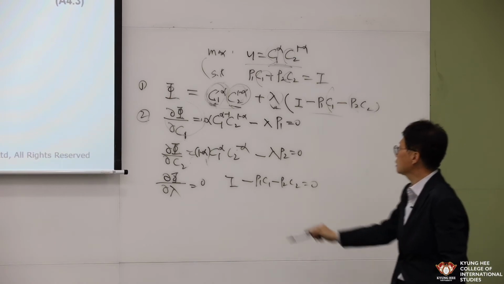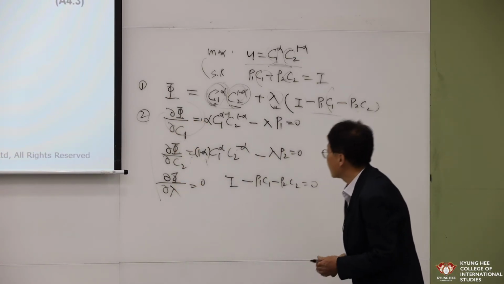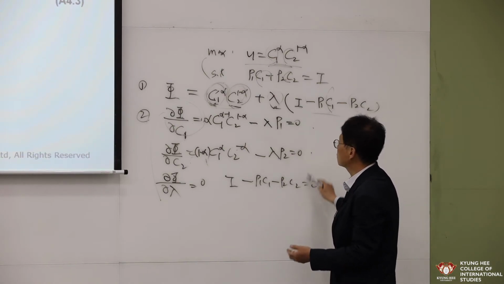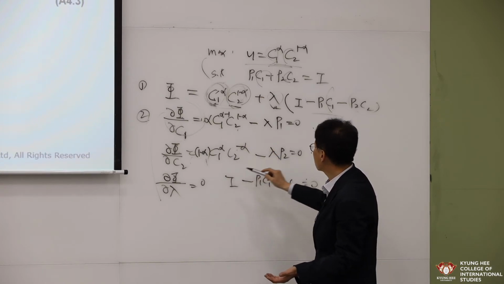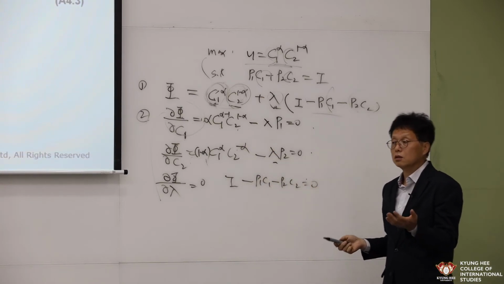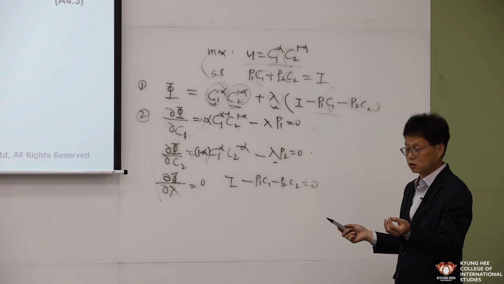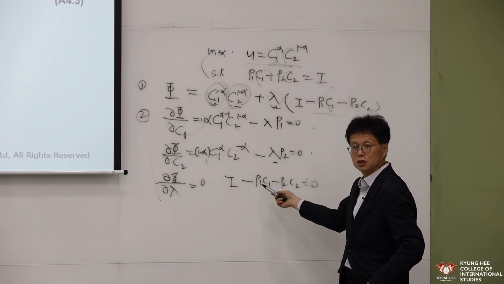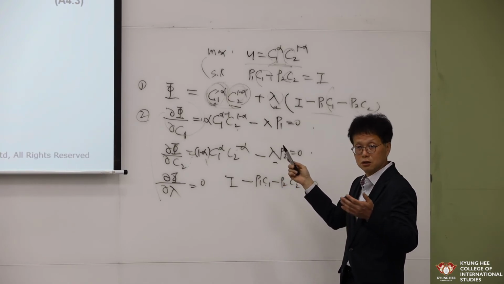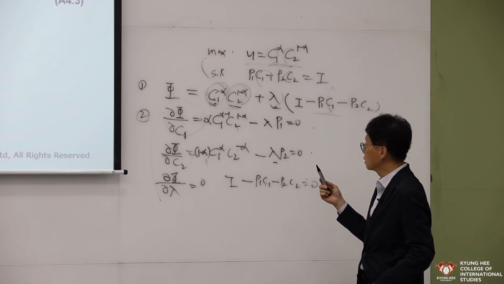We can construct three first order conditions. So now we have three equations, 1, 2, 3, and three variables, C1, C2, lambda. So three equations, three endogenous variables. So we can solve this simultaneous equation, and we can calculate the demand for good, C1 star, C2 star. So mathematically, can you understand?